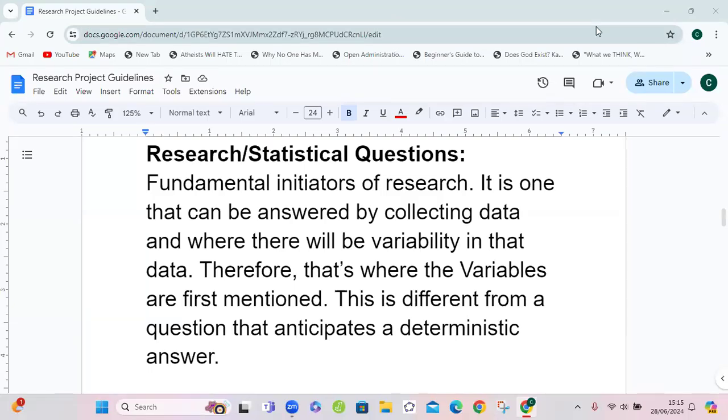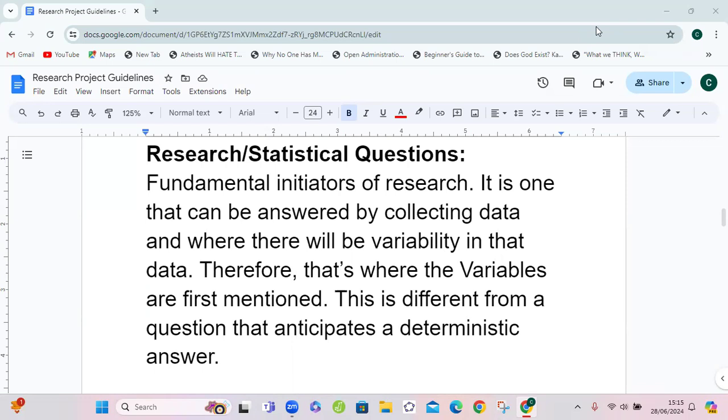Here we are going to talk about the research or statistical questions for a research project. They are fundamental initiators of the research. It is one that can be answered by collecting data and where there will be variability in that data. Two different researchers collecting two different samples, there will be variations in your findings. Therefore, that's where the variables are first mentioned. So the variables are first mentioned in the research questions.